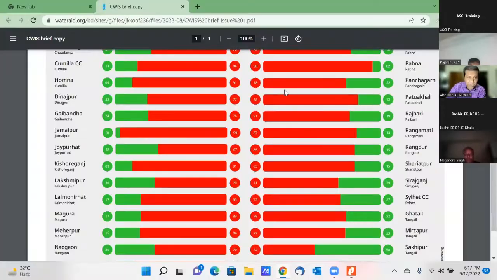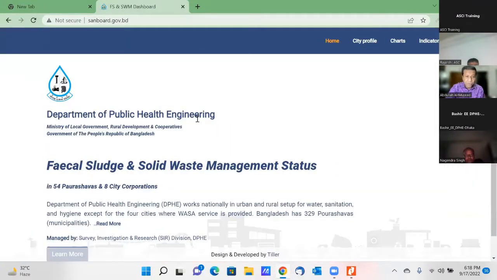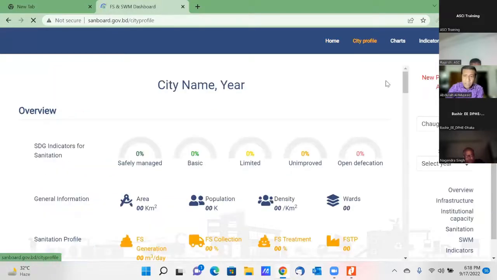But before that, I would like to show one more thing: we are now using it for the National Sanitation Dashboard of the Department of Public Health Engineering. I would like to request all of you, whenever you have some time, please visit sandboard.gov.bd. My presentation also includes the link of this web page, where you can see all the city profiles.